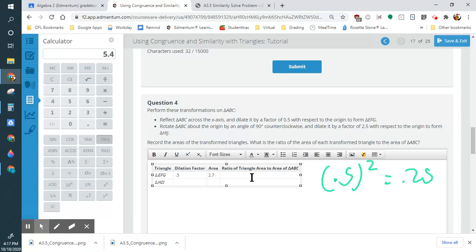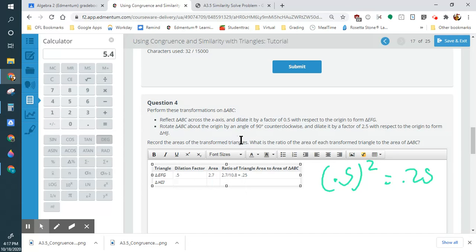So what's going to happen here is we're going to do this 2.7 divided by 10.8. And if we divided that out, we would get this 0.25. Remember, it's always new divided by old.